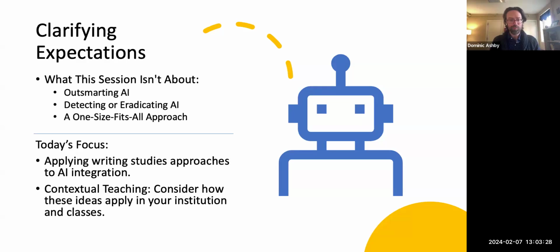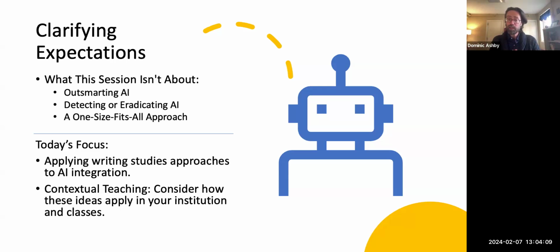To set expectations, let me say briefly first what this session isn't and what it will focus on instead. So first, the session is not about ways of outsmarting AI, detecting, eradicating it, or keeping it out of our classes. It's also not about presenting a one-size-fits-all approach to teaching with AI. Teaching and learning are contextual, so some things that may work for a particular subject or with a particular population of students may or may not work the same for other subjects or groups of students.